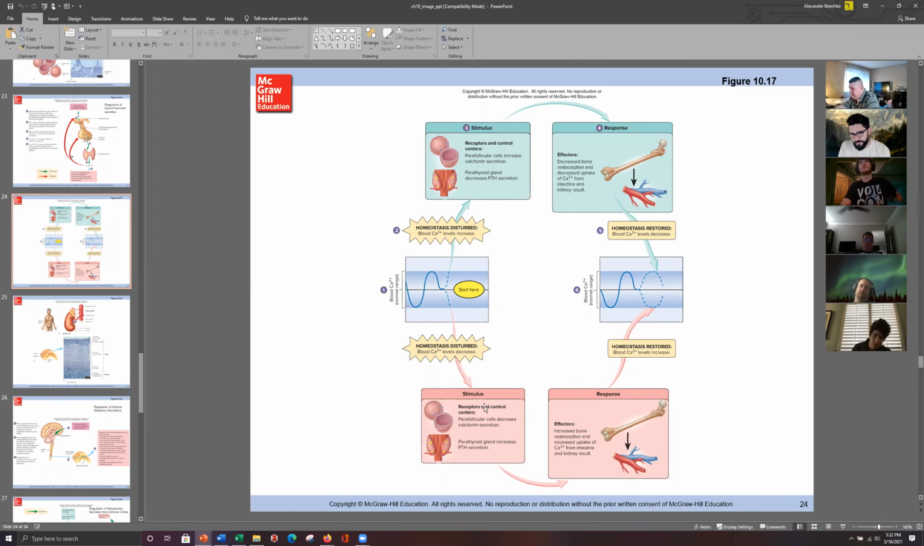Conversely, we can do the opposite, where we stop producing things like calcitonin, and then we can increase parathyroid gland secretion, where we can then activate osteoclasts, break down some extra bone, and then release calcium into the bloodstream if we need it.